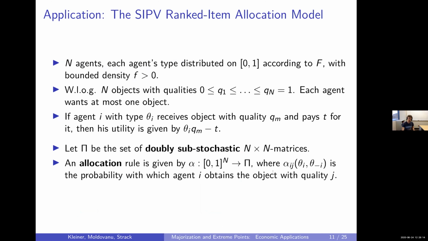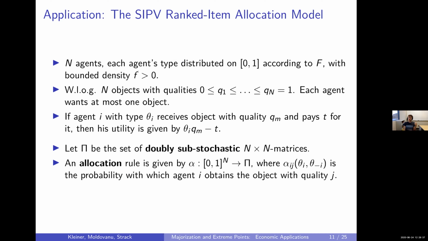So the first application is to a very standard auction model. So the symmetric auction with independent private values. So suppose now we're in a world where there are n agents. Each agent is characterized by a one-dimensional type. Let's say it's drawn from the unit interval according to a distribution with a bounded density.